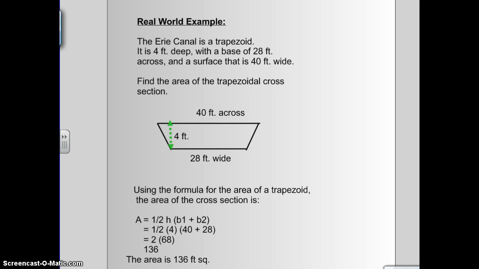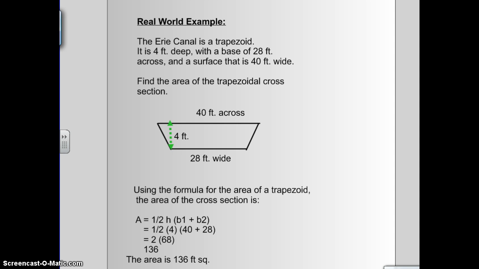So we're going to look at a real-world example, calculating the area of a cross-section of the Erie Canal. The Erie Canal is shaped like the diagram in the middle of the page here. It's 4 feet deep, and it's 40 feet across at the surface of the water, and 28 feet wide at the base. So you can see the walls go in at angles. So this is a trapezoid, and this picture is called a trapezoidal cross-section. So it's a little side view of what the inside of the canal looks like.